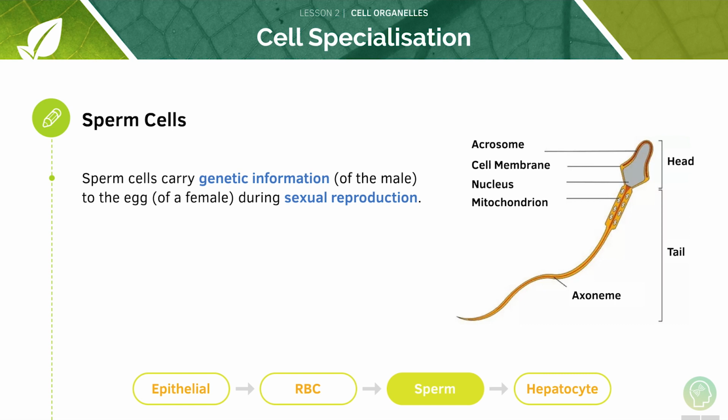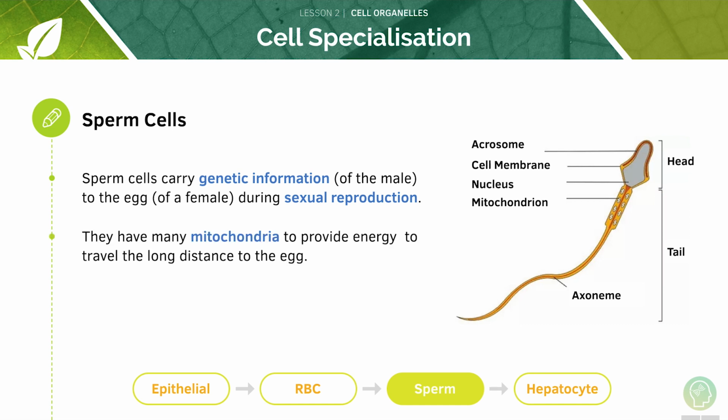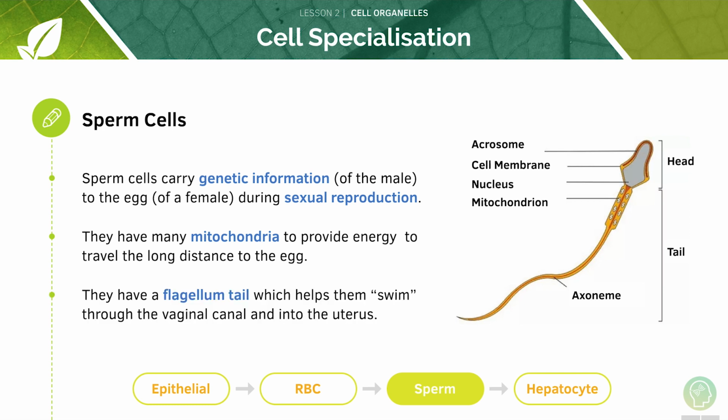Sperm cells carry genetic information of the male to the egg of a female during sexual reproduction. They have many mitochondria to provide energy to travel the long distance to the egg. They have a tail which helps them to swim through the vaginal canal and into the uterus.